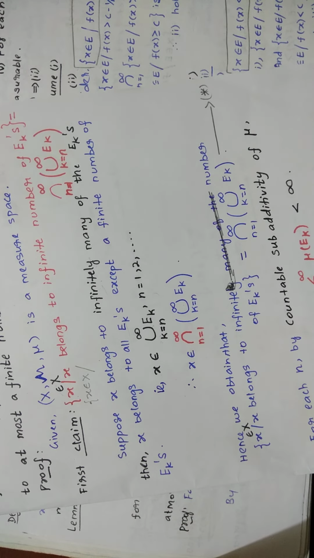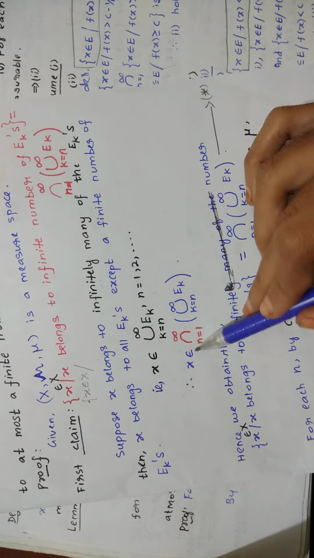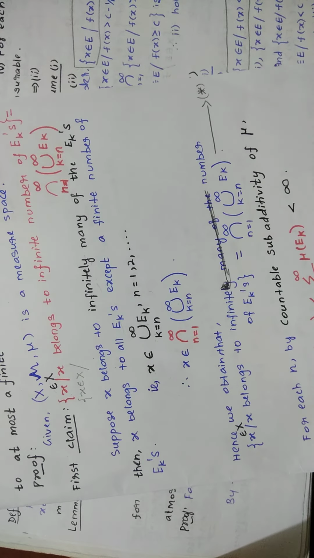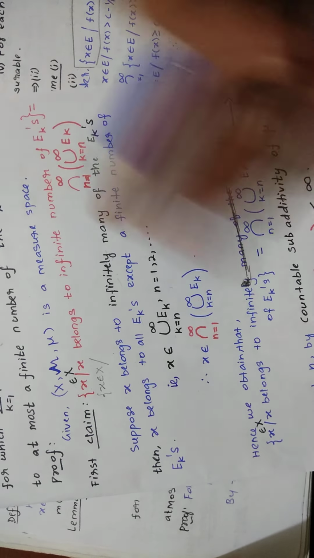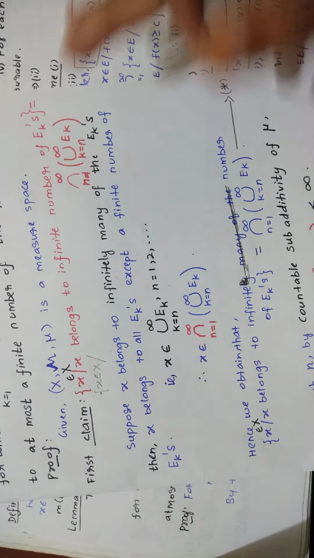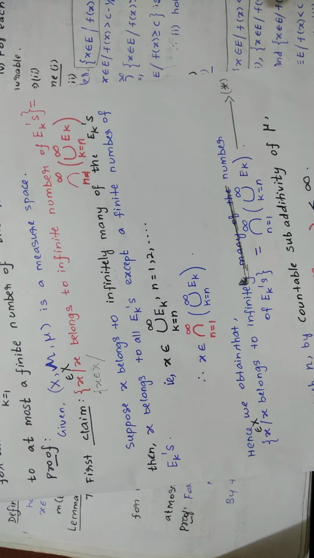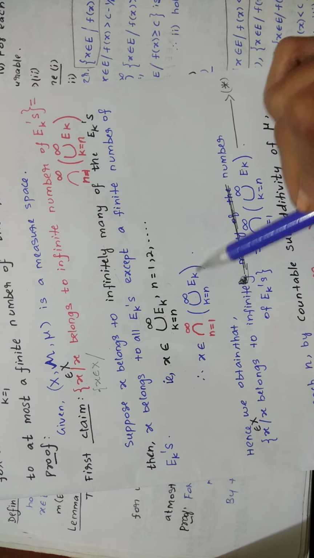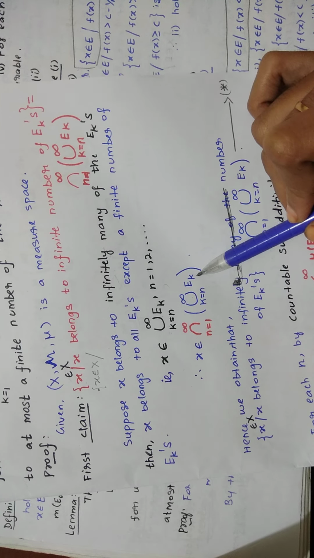Then if it is present in all EKs, what does it mean? It will present that x belongs to the intersection also, right? You can write like that. So that is why x belongs to the intersection n equal to 1 to infinity. So at first you took x belonging to infinitely many of the EKs, and finally you got the same x belonging to the intersection of infinitely many of the EKs also.